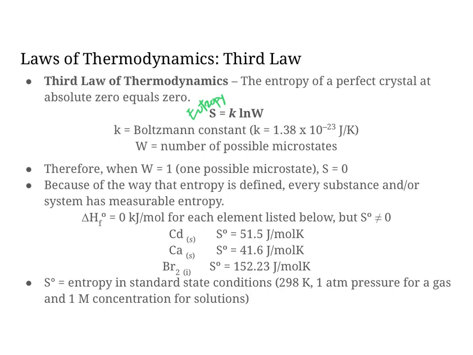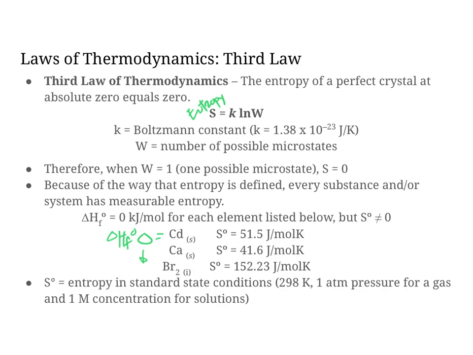So that would mean that for cadmium, calcium, and bromine, the change of enthalpy of formation is equal to 0 for all of these going down, but the standard state entropy would be 51.5, 41.6, and 152.23 respectively. Now, the entropy is always at the same conditions, that is 298 K, 1 atmosphere of pressure for a gas, and 1 molar concentration for things that are solutions.